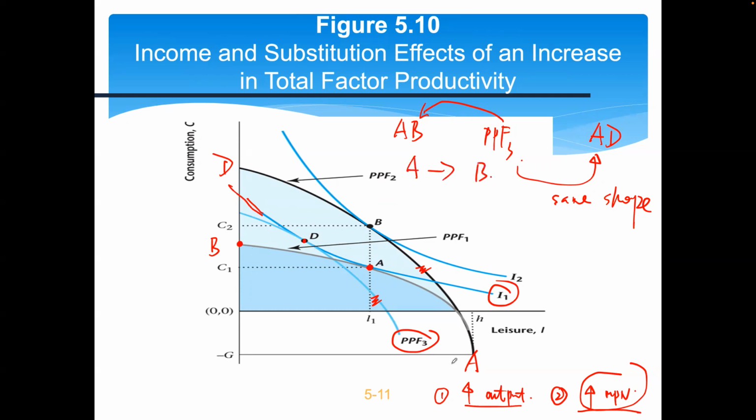I apologize, we probably used something different. Anyway, we move from this dot to this dot. That's going from the original PPF to the middle PPF. The only change is what? Because you keep the income level, right? So the only change is because of this. Actually, we call this substitution.